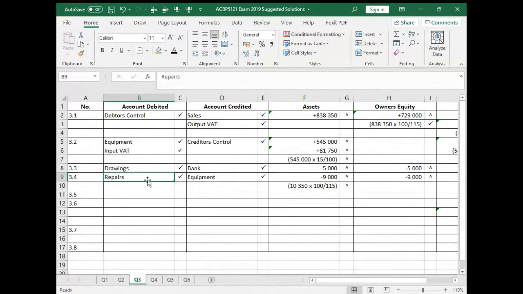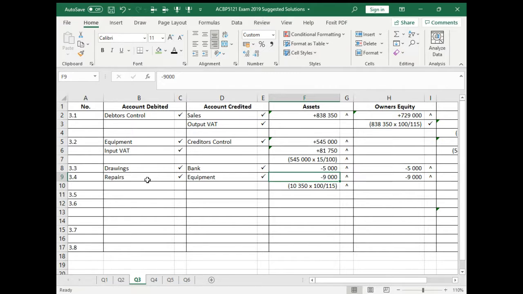Okay, so this is where we're correcting the account. So we said we should have taken it to repairs, but we accidentally took it to equipment. So what we do is we debit the correct account, which is the repairs account. We credit the equipment account. Okay, but the 10,350 that they've given to you there is inclusive of VAT. Now, when we captured the initial transaction, we would have removed the VAT from that purchase. So when we transfer it to the correct account, we are literally moving the VAT exclusive amount from the one account to the other one.